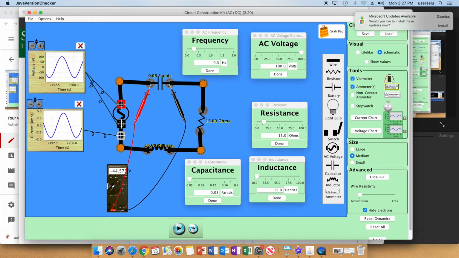Negative 43.9, negative 44.5, 45.08. Okay, this has got to be close now. 45.76, and that was it. As close as I can get to Vmax on the capacitor is 45.76. You should calculate it yourself using I times XC and see how that compares to what we're measuring here. And you can do that again for your report.